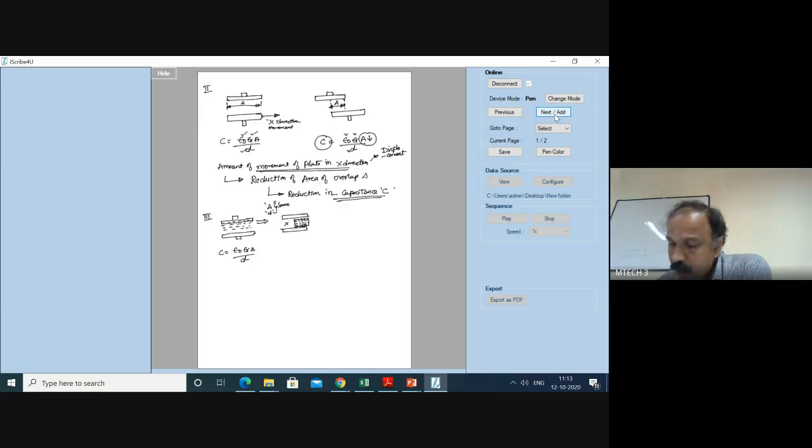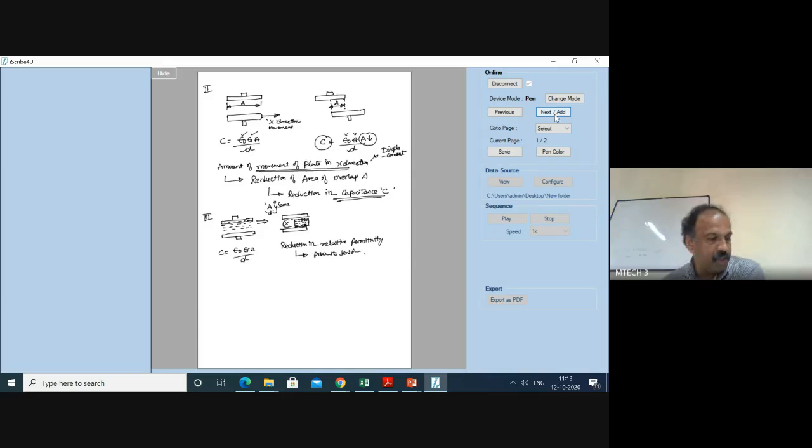Therefore, what is going to happen to the relative permittivity? The relative permittivity is going to be reduced. What does the reduction in relative permittivity mean? This distance I have reduced. So that is nothing but the concept of the proximity sensor.